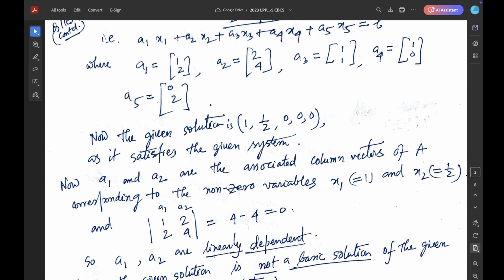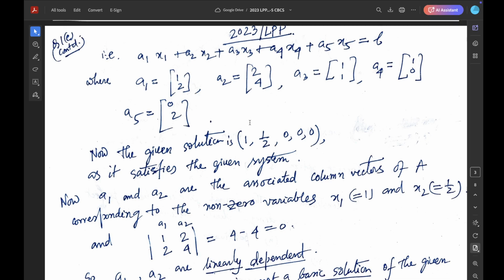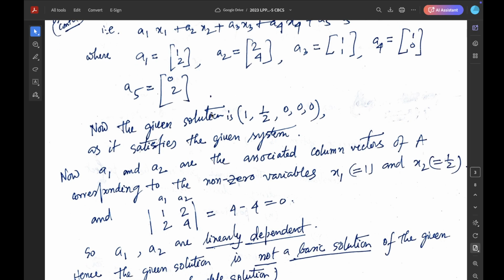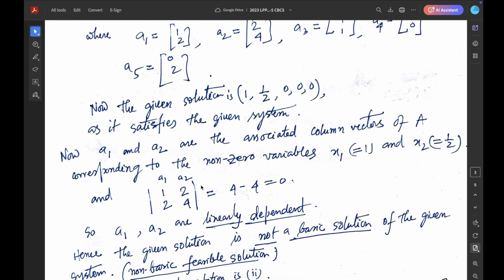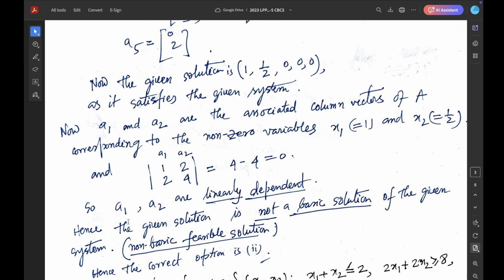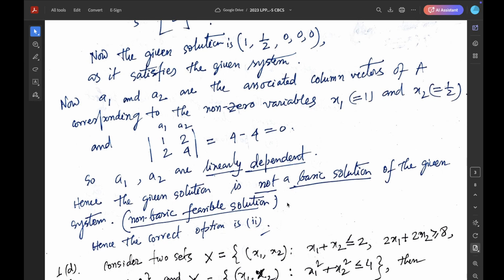Now, consider the column vectors of A corresponding to the non-zero variables, x1 and x2, that is, the column vectors a1 and a2. Using a1 and a2 we get the determinant |1 2; 2 4|, and the value of the determinant is 0. So obviously these column vectors a1 and a2 are linearly dependent, hence the given solution is not a basic solution of the given system.